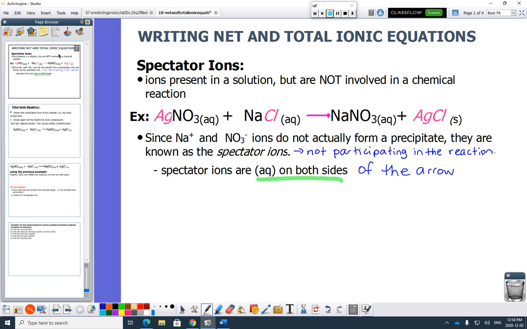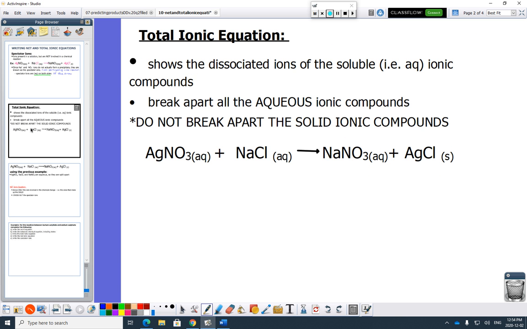Okay. So we're going to do total first. So a total ionic equation is going to break apart all of the aqueous substances. But since a solid, you can see that's together, it's plus minus together, then that means that we are not going to break it apart. So what we're trying to do is really show what's happening.